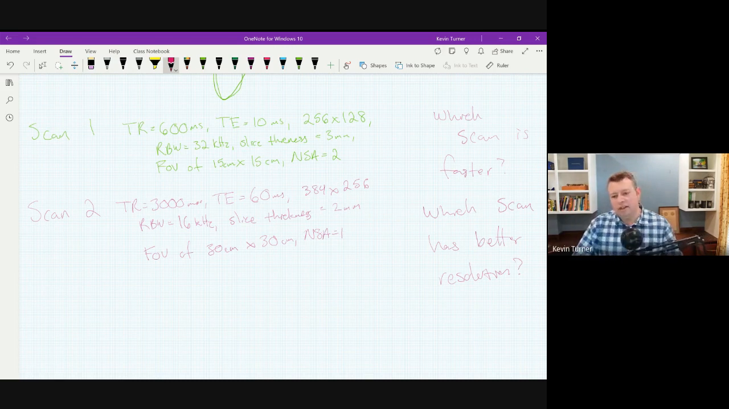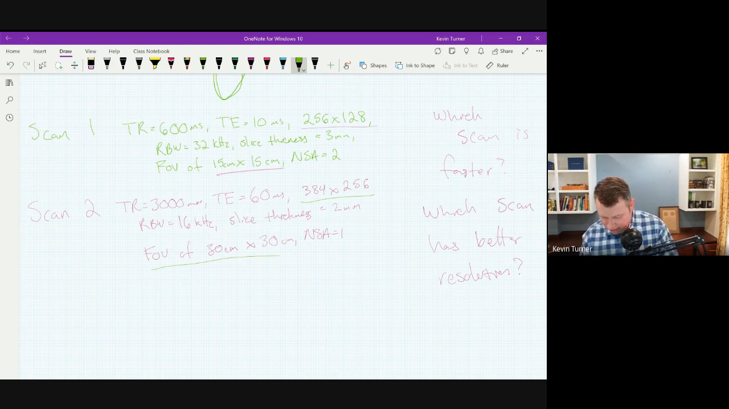The key here is you need to be able to look at all of this information that's being given to you, take out the information you need, put it into the appropriate equation, do the math to be able to answer the question, right? Because 2 weeks ago, we talked about resolution. If you wanted to figure out the resolution answer, you would have to know the matrix and the field of view, right?